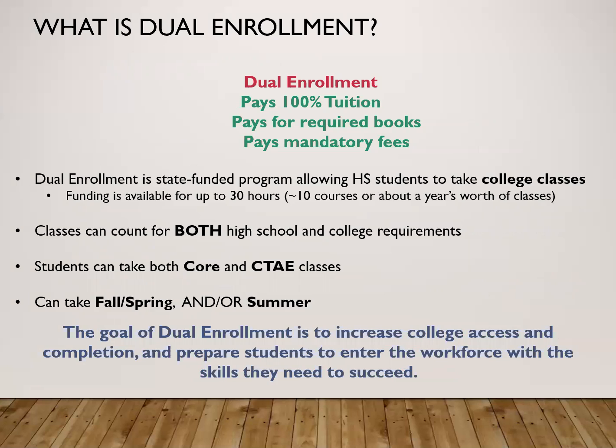So dual enrollment gives you the chance to take college classes while you're still in high school. We have about 60 students right now who are currently dually enrolled at Kennesaw State, Chat Tech, Georgia Tech. And it pays for 100% of your tuition, it pays for your required books, and it pays for your mandatory fees. So it's a fantastic deal for students who might be interested. You can get funding for up to 30 hours, which is roughly about 10 courses, and that would equate to about a year's worth of courses. So if you're looking for a way to pay for some of your college classes, this is a great way. The classes can count for both high school and college credit.